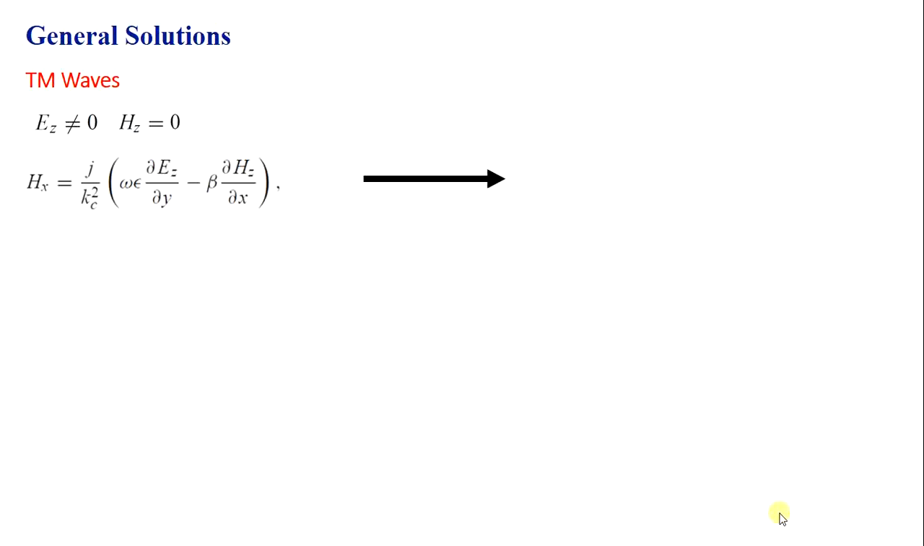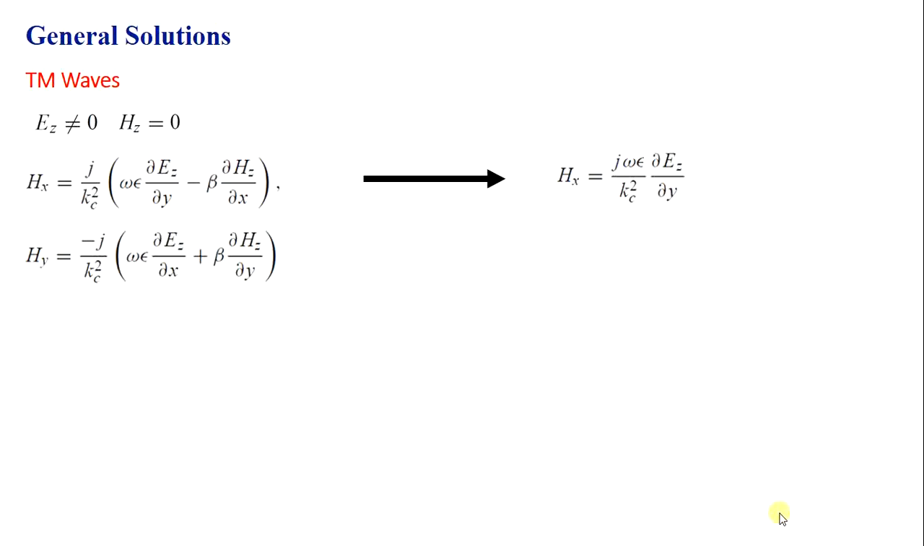Similarly, for TM waves, we know Ez, that is the longitudinal electric field component, is not equal to 0, while the longitudinal magnetic component is equal to 0. That is, Ez is not equal to 0, Hz is equal to 0. In the equation of Hx, if we put Hz equal to 0, we get the value of Hx for TM mode equal to j omega epsilon upon kc square ∂Ez/∂y.